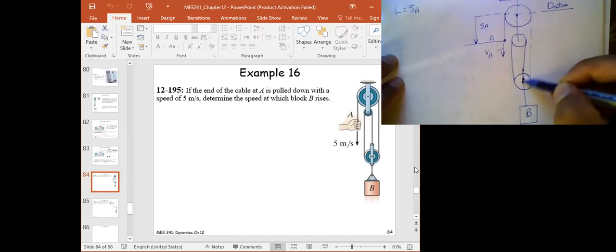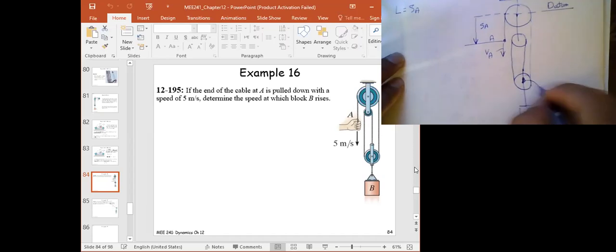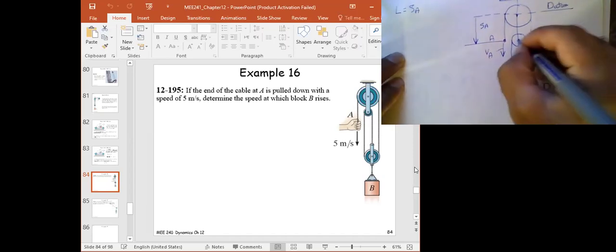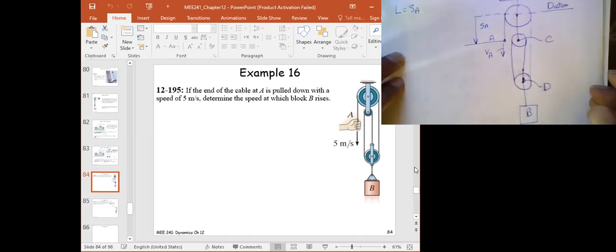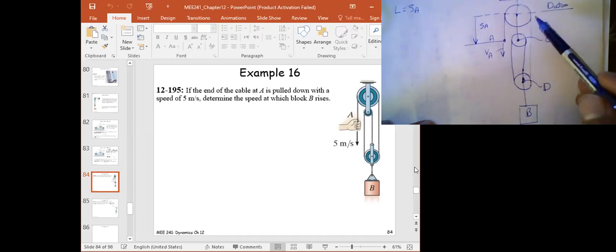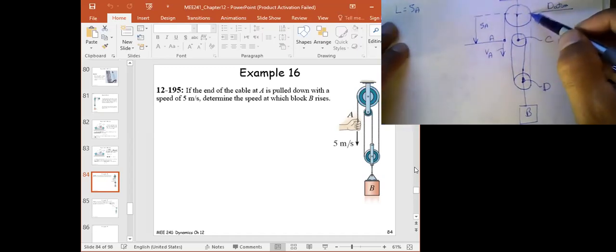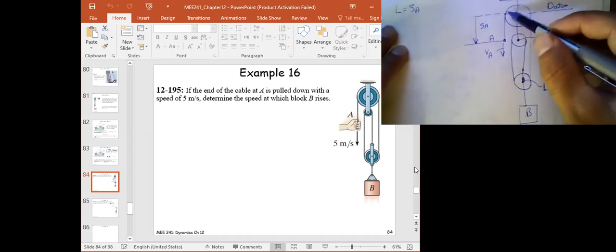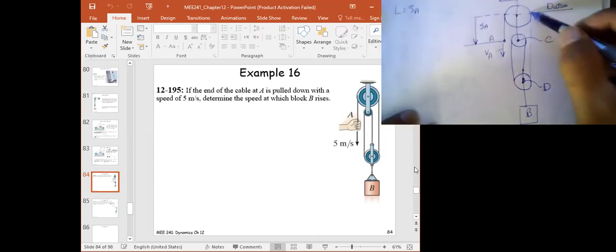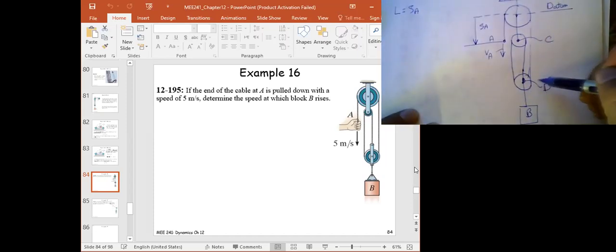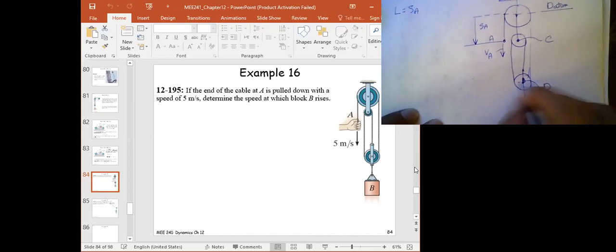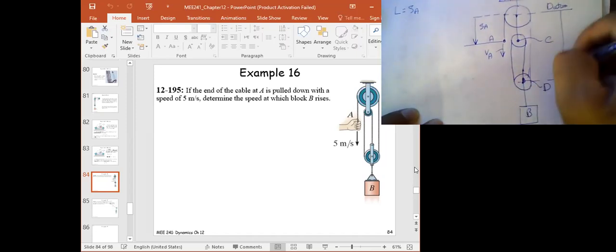Let me call this point here D, and this point here C. So L is going to be equal to SA plus this portion of the cable here. This portion I can neglect, because when I differentiate L, it is going to give me 0, so I don't need to incorporate that. Maybe I can go all the way down and then incorporate this length here. So it might be a good idea to get this one.